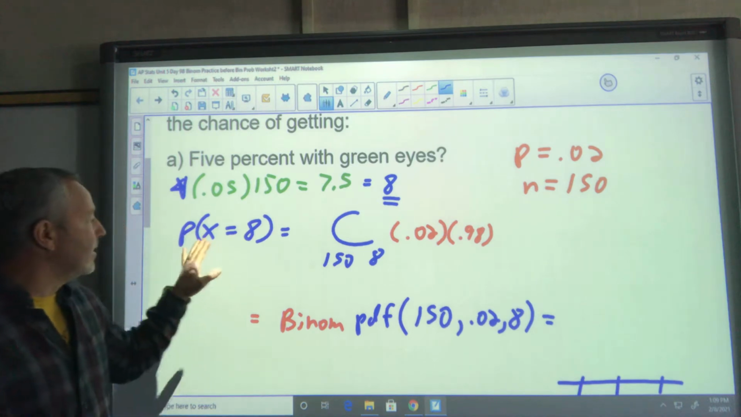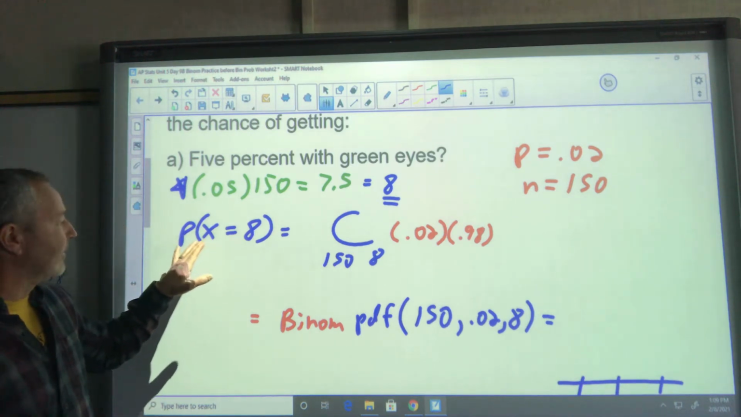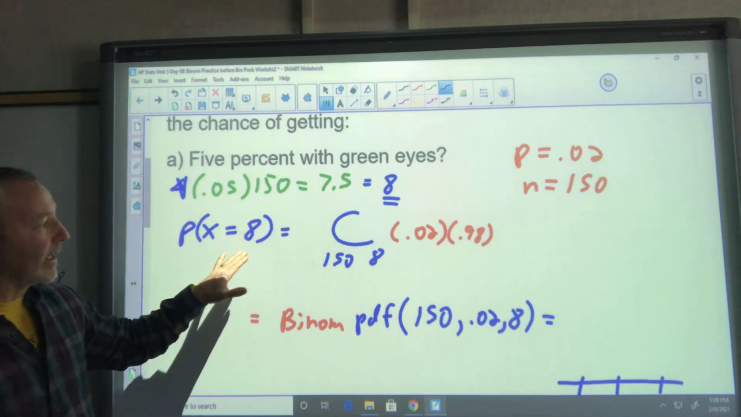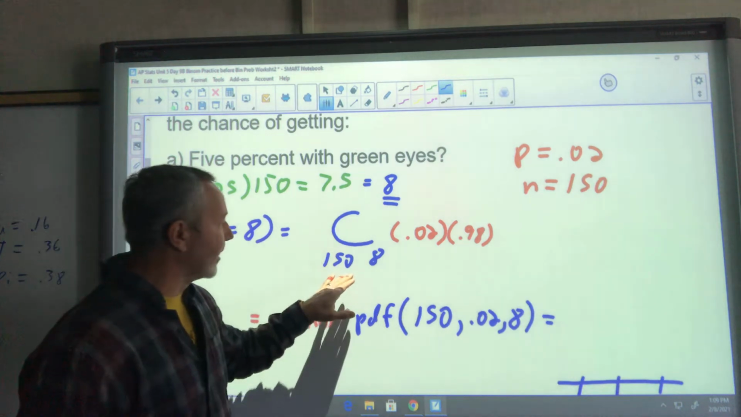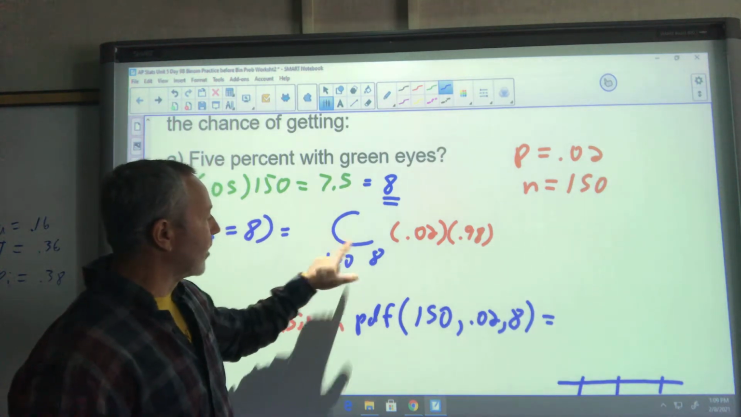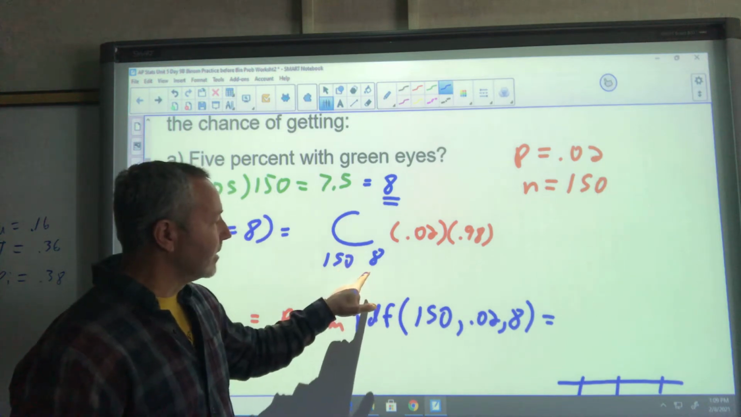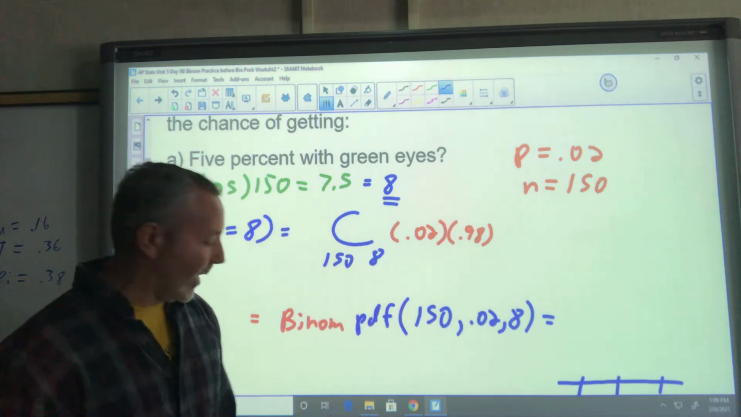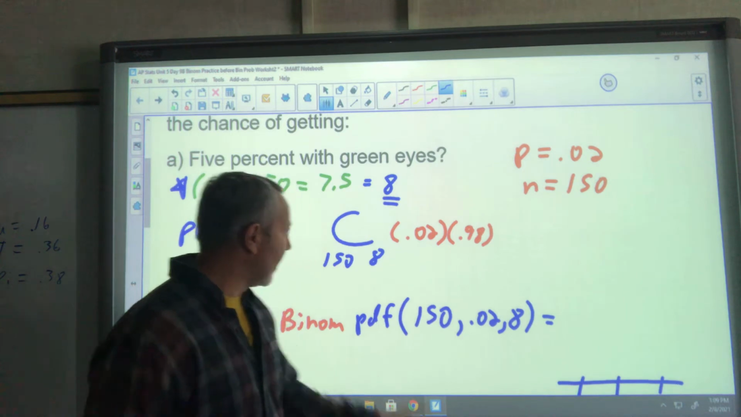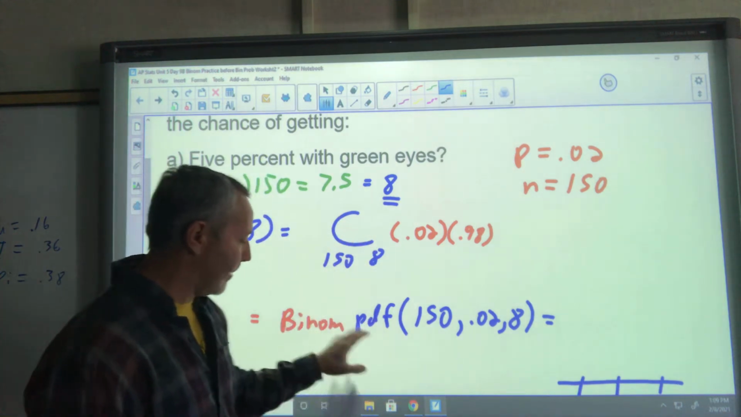This is the number of people with green eyes that X represents. The probability that X equals 8. If you remember this down here, this is the combination of, out of 150, we're choosing 8. And there are many ways for that to happen, and this represents the number of ways for that to happen.